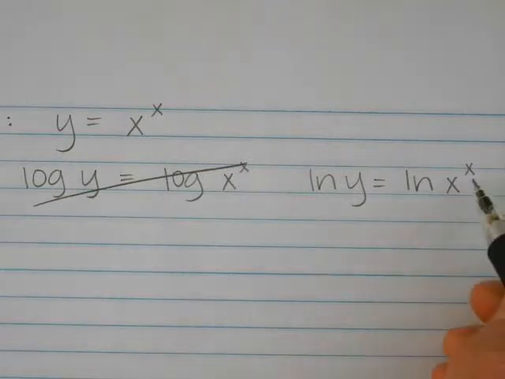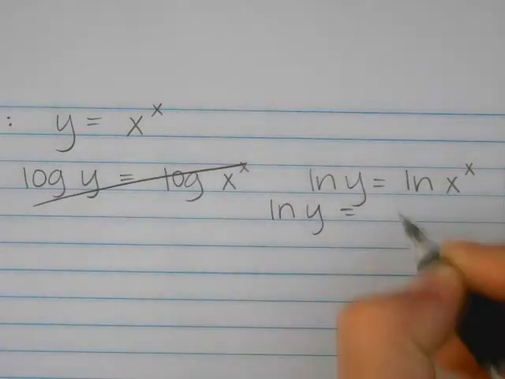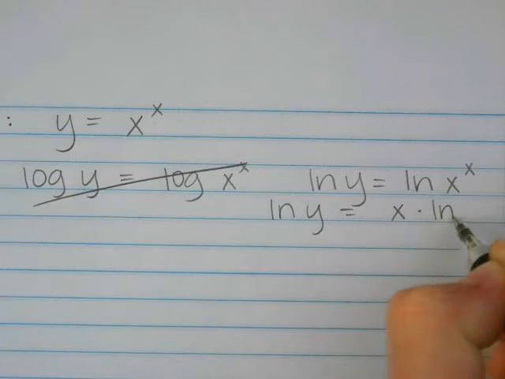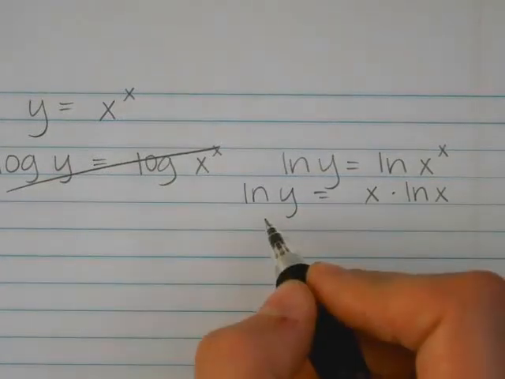Do you guys remember what you do with an exponent? You bring it to the front. Yeah, so this is basically ln y equals x times ln x. So I rewrote the problem. I made it so I no longer have a variable raised to a variable. I made it so it's easier to work with. So, do we know how to take the derivative of ln y?